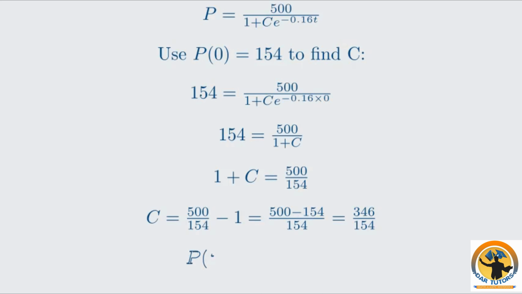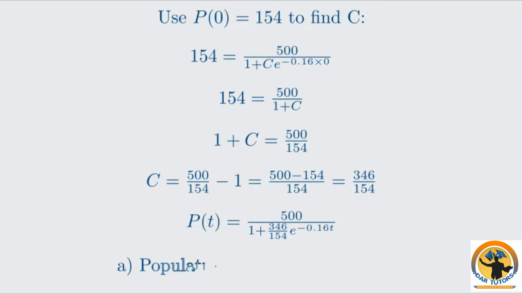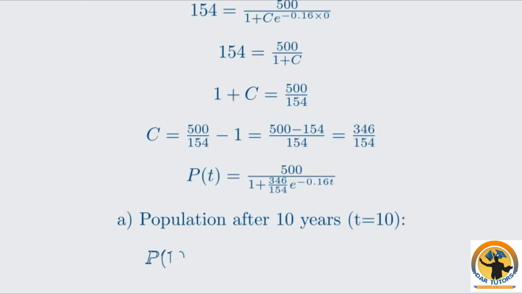Now we have the complete equation for the population P as a function of time t. It's P equals 500 divided by (1 plus 346 over 154 times e to the power of negative 0.16t). With this equation, we can answer the questions. First, to find the population after 10 years, we set t equal to 10. Plugging this into our equation and calculating, we find that P is approximately 344. So, after 10 years, the population is about 344 people.